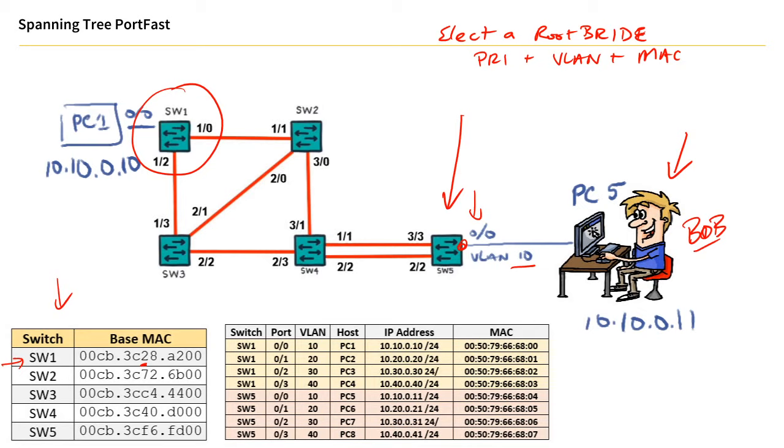And on root switches, they get to forward on all ports. And so on this root switch, this would be a designated port, this would be a designated port, this would be a designated port. And this is an access port that's also in VLAN 10. And then the other switches have to identify, okay, we lose, you got to make the best of it. So if switch 1 is the root, everybody else is not the root.